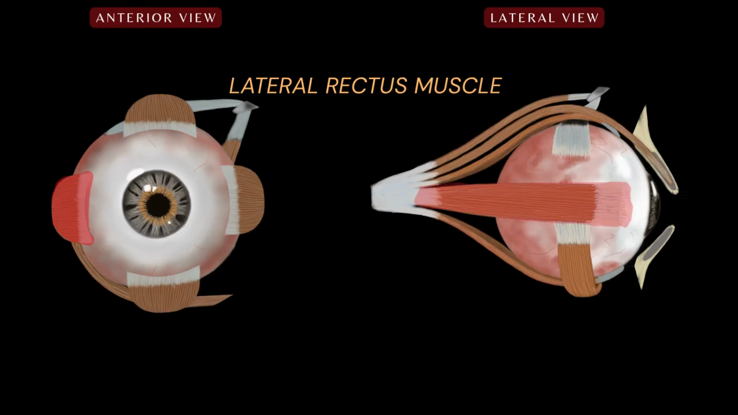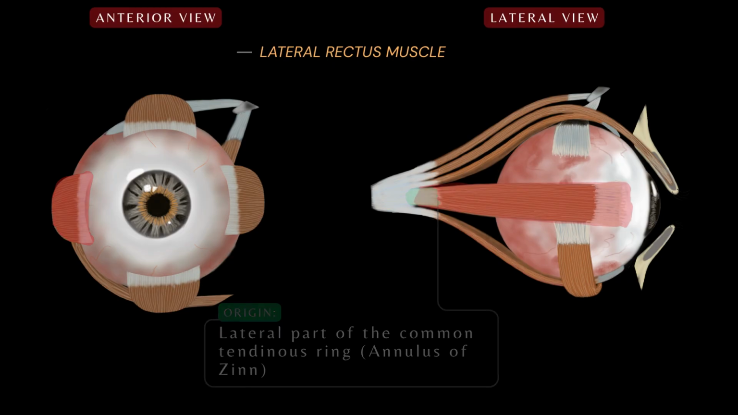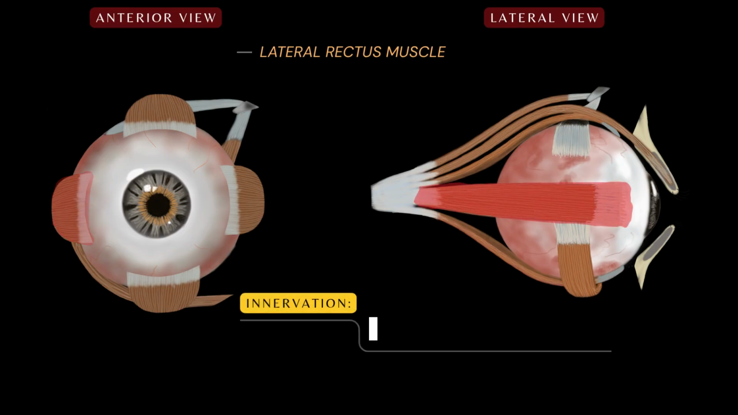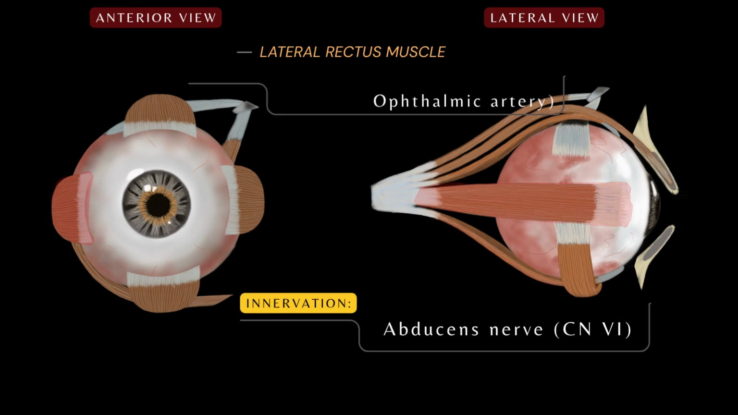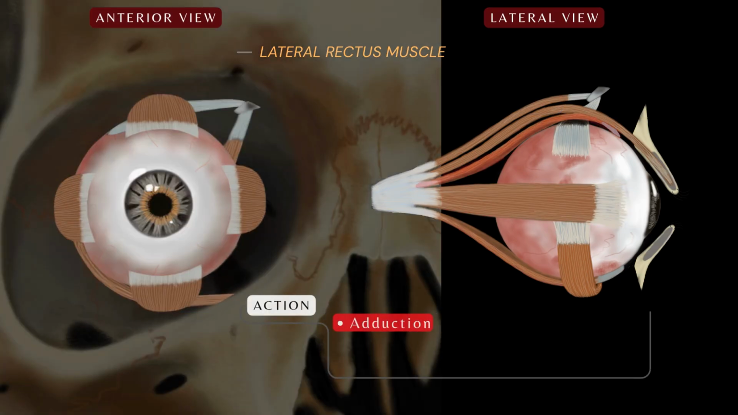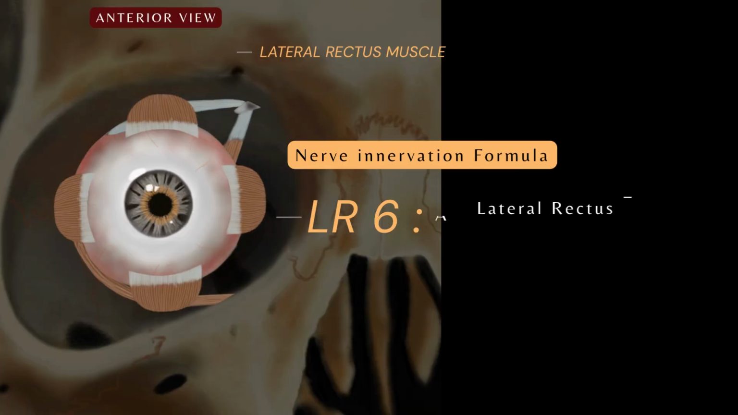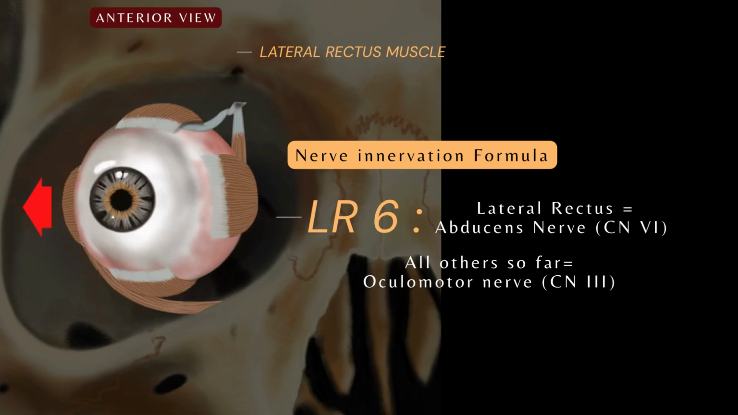Lateral rectus muscle. It originates from the lateral aspect of the common tendinous ring and inserts laterally in the sclera. It is innervated by the abducens nerve, CN6. It is supplied by the lacrimal artery and muscular branches of the ophthalmic artery, and is responsible for abduction, moving the eye away from the nose. A quick way to remember this: LR6, lateral rectus, is abducens nerve, CN6. All others so far are oculomotor nerve, CN3.